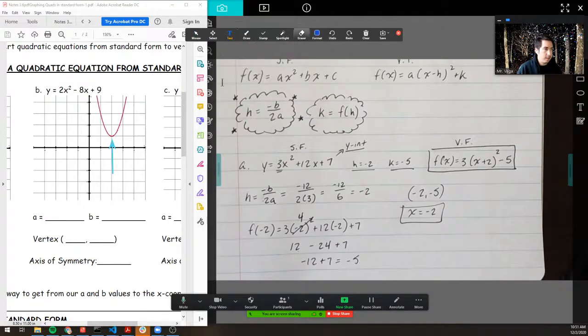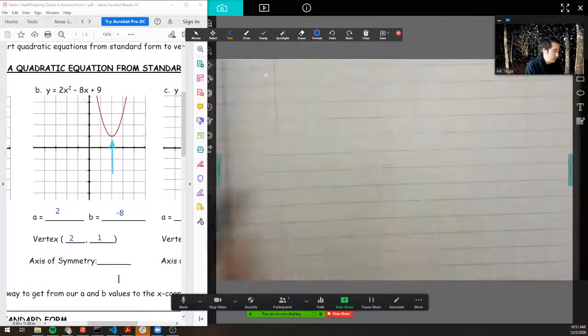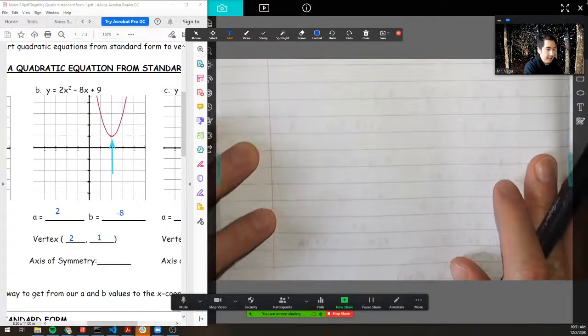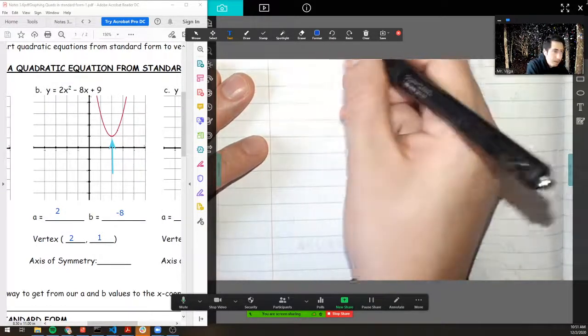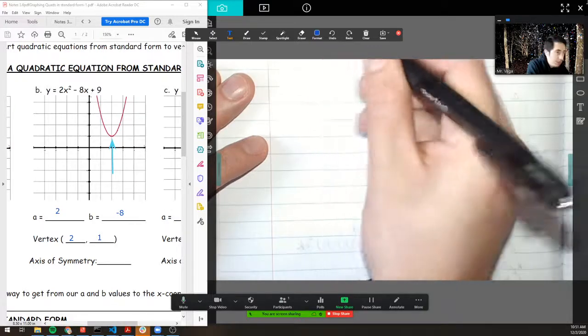So the vertex is at the x value of +2. The y value is +1. So 2, 1. That's the vertex. The a value here, if you just look at this in standard form, is 2. The b value is -8. Just to prove it, here again, y equals 2x squared minus 8x plus 9.